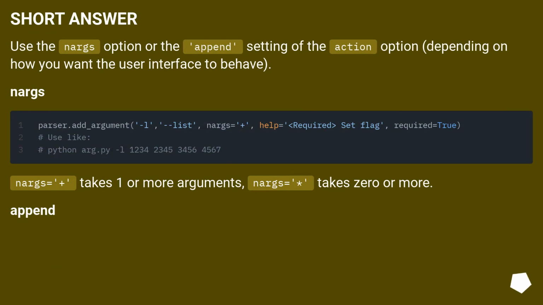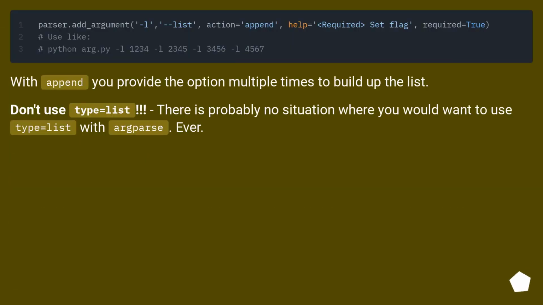Short answer. Use the nargs option or the append setting of the action option, depending on how you want the user interface to behave. Nargs. Nargs equals plus takes one or more arguments, nargs equals star takes 0 or more. Append. With append you provide the option multiple times to build up the list.